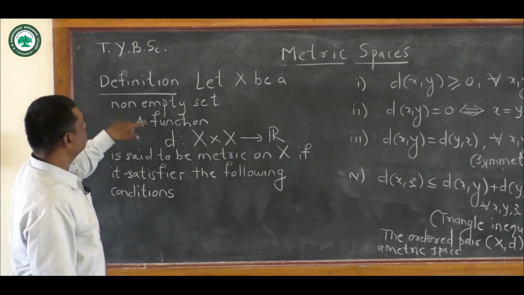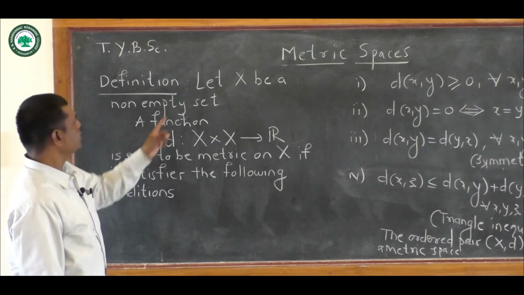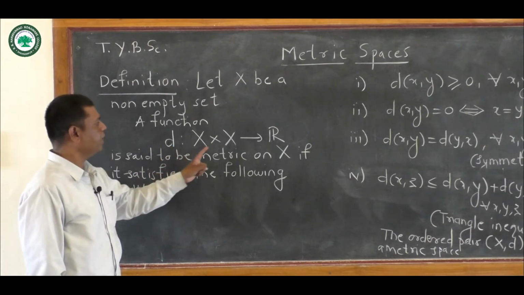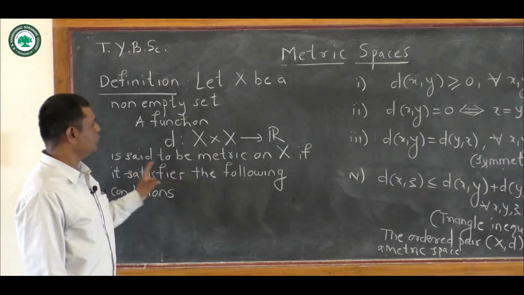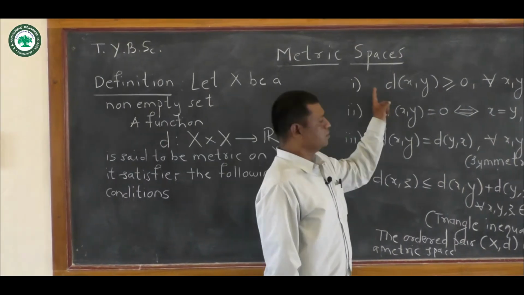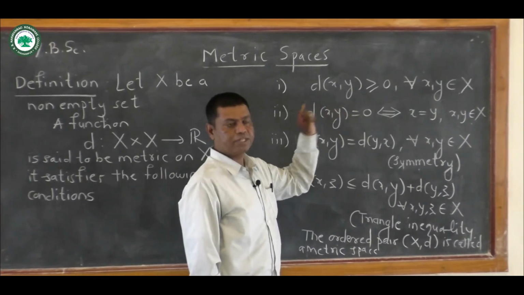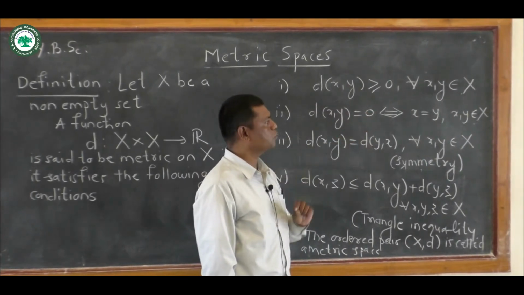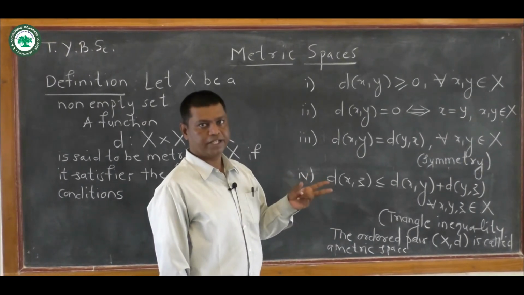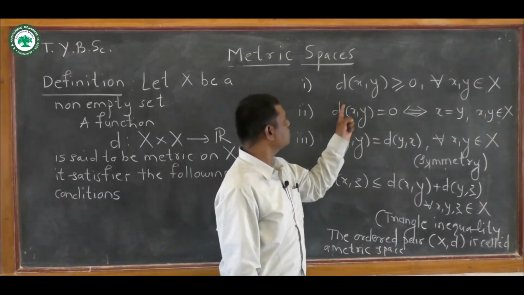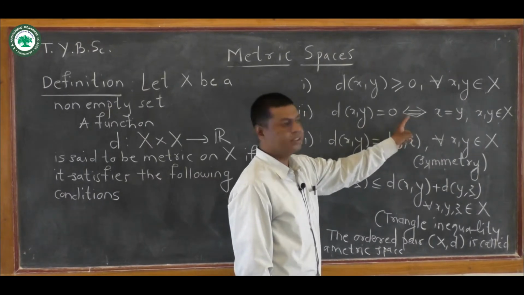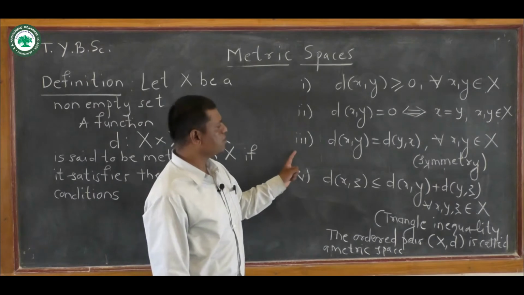Now the definition is that if you take any non-empty set, that is, let X be a non-empty set, a function D from X cross X to R is said to be a metric on X if it satisfies the following conditions. First condition is D of x,y is greater than or equal to 0 for all x and y belonging to X, that is, the distance between any 2 points is always non-negative. Second is that the distance between x and y is equal to 0 if and only if x is equal to y.